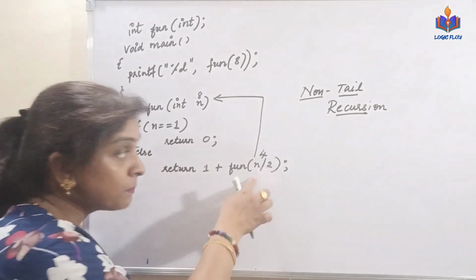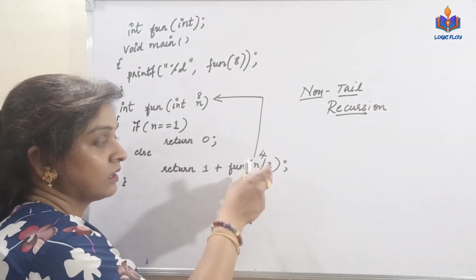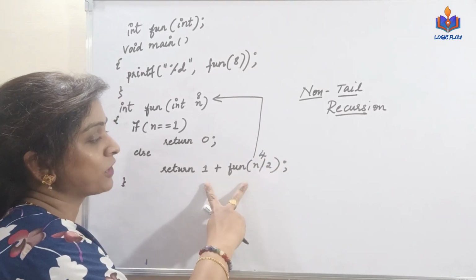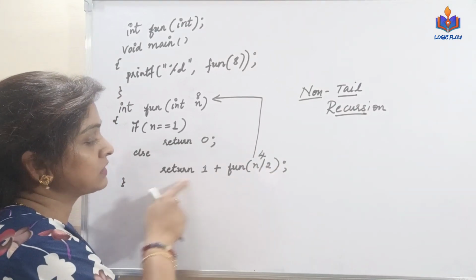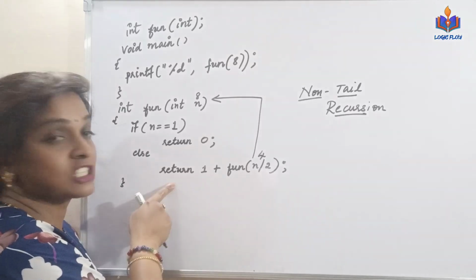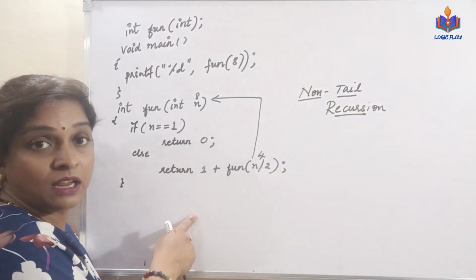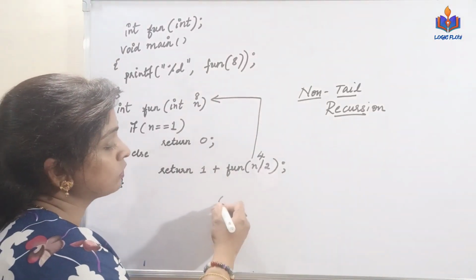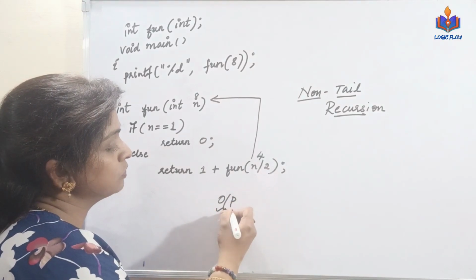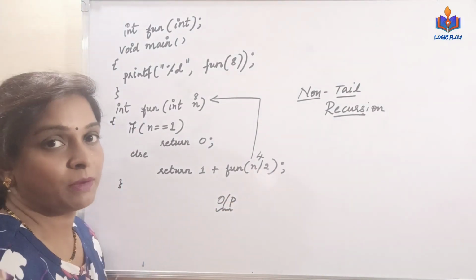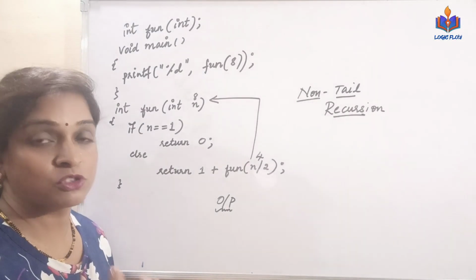I say 1 plus recursive call. So in the same statement, I have two operations to be done. One is the recursive call and one is some evaluation. So here the evaluation is pending. So this is non-tail recursion. So what is the output of this? You have to write it in the comment box. That is an assignment for today's video.